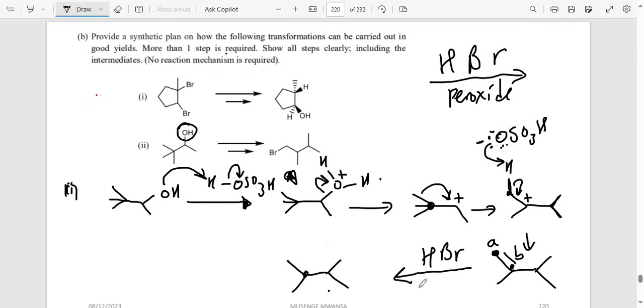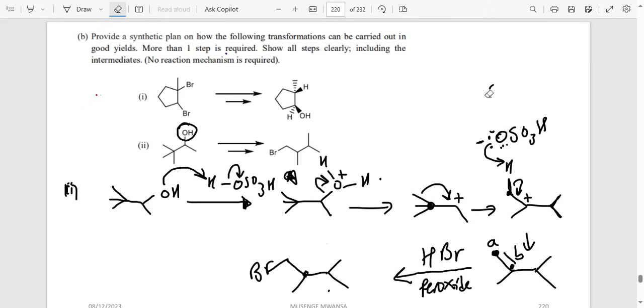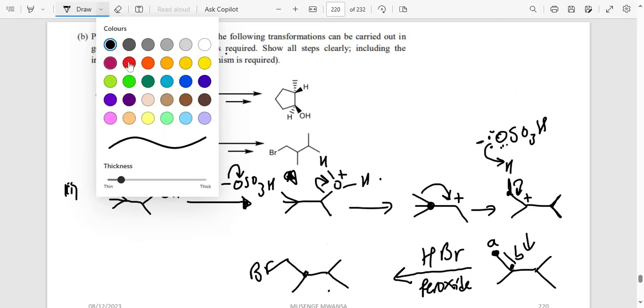Let me just write the word peroxide there, because we have different peroxides that we can use, meaning that my Br will now attach at this end. So that will be the mechanism for this reaction. But in this question, we just want a synthesis plan. So then, as a synthesis plan, what do you think we can write? The first step we can just have is our reactant. Let me have some space.